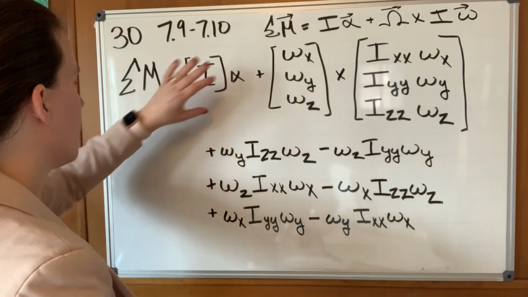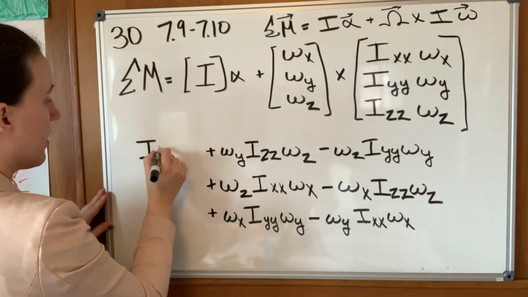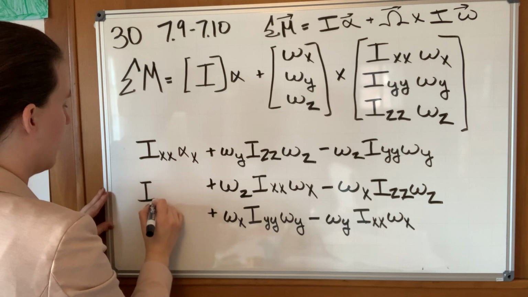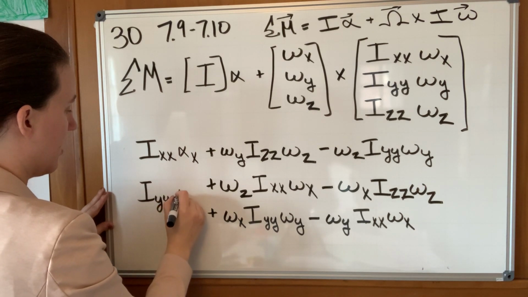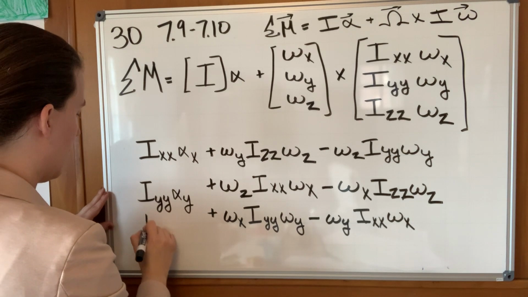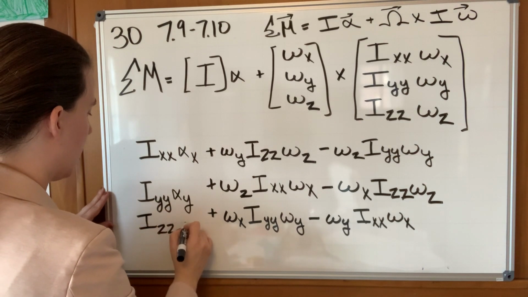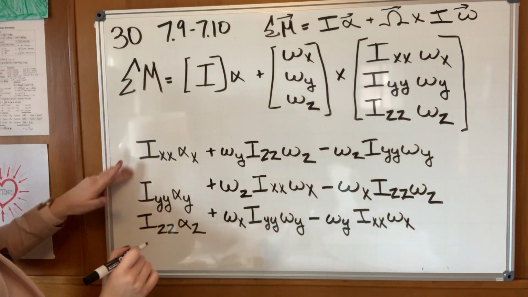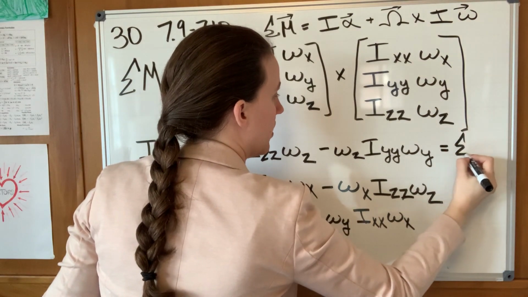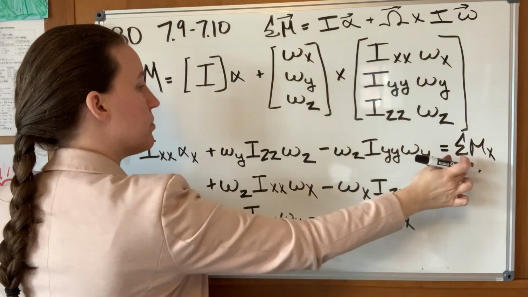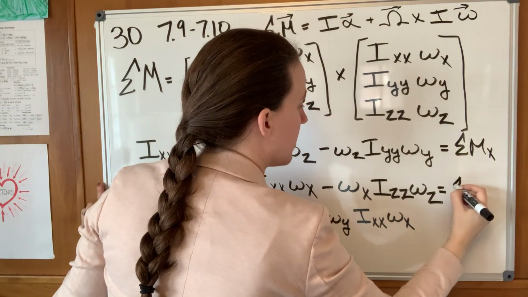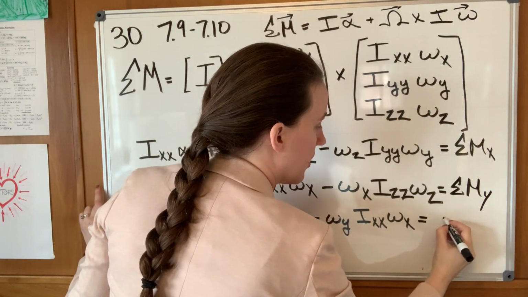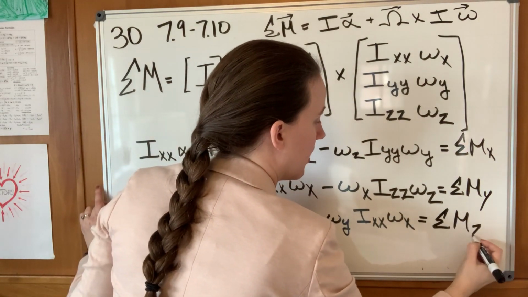And I'm not going to forget this term here where we've got our I xx alpha x, I yy alpha y, I zz alpha z. And this is going to be equal to the sum of the moments in the x direction, either about a fixed point or about the center of mass. This is going to be equal to the sum of the moments in the y direction, and this is going to be equal to the sum of the moments in the z direction.